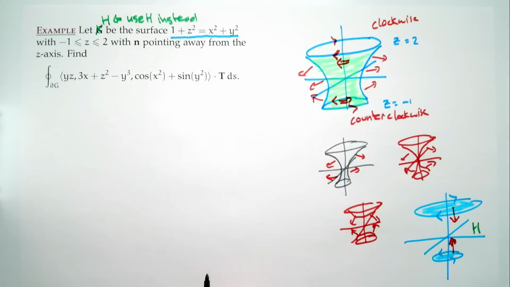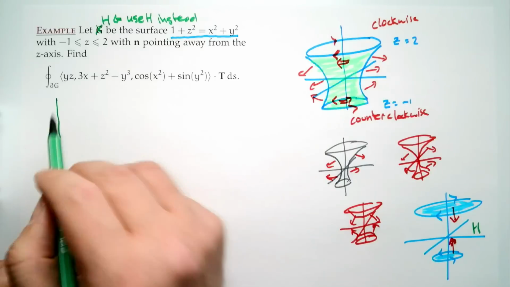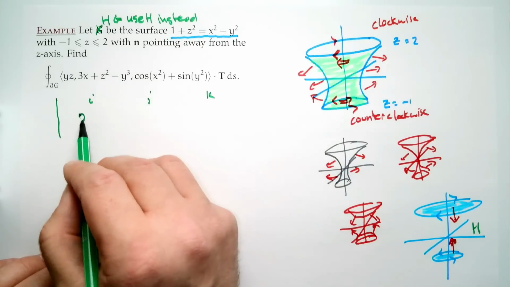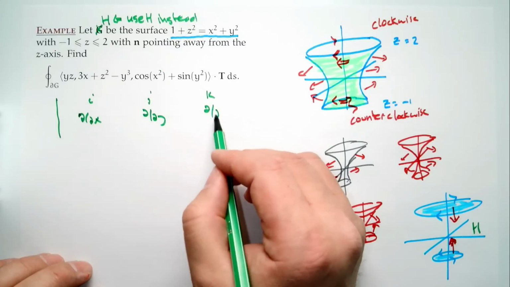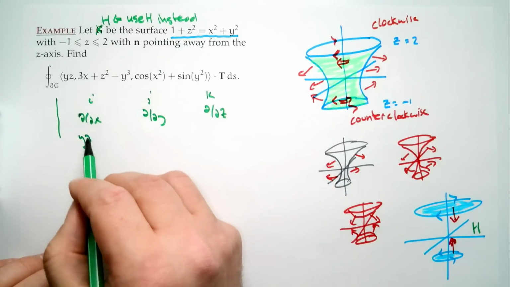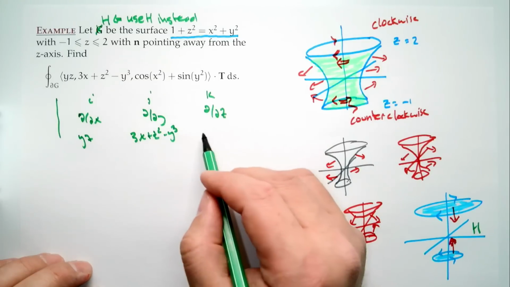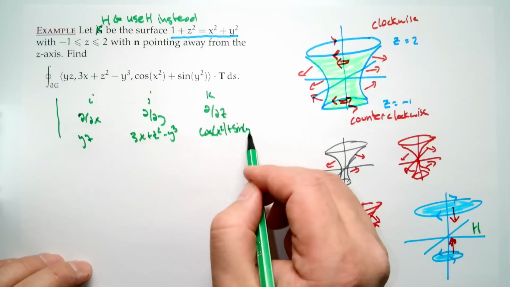All right, well, let's do the work. So the first thing to do is you've got to compute the curl. So if we're computing the curl, i, j, k, partial x, partial y, partial z, yz, 3x plus z squared minus y cubed, and cosine of x squared plus sine of y squared.